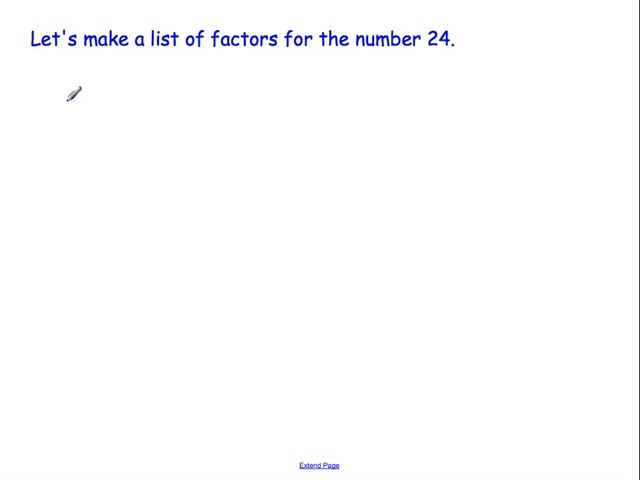Now let's take an example, the number 24. Let's make a list of factors for the number 24. Also put this in your notes. Okay, now let's think about the strategy that we just talked about. We start with number 1 and we ask ourselves, is 1 a factor of 24? Well, absolutely it is. And what's its pair? 24. So we're going to put 1 and we're going to put 24 on our list.